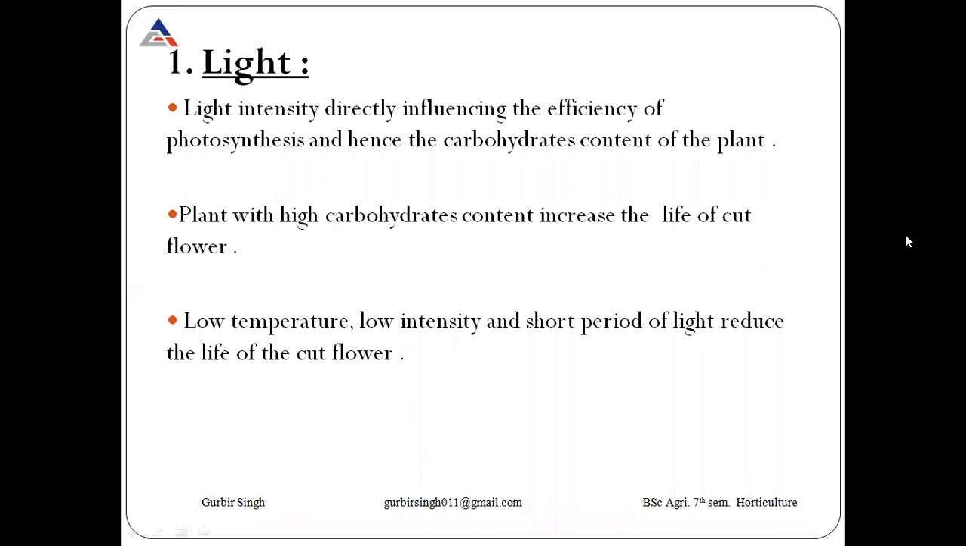First one is light. Light intensity directly influences the efficiency of photosynthesis and hence the carbohydrate content of the plant. Plants with high carbohydrate content increase the life of cut flowers. Low temperature, low intensity, and short period of light reduce the life of cut flowers.